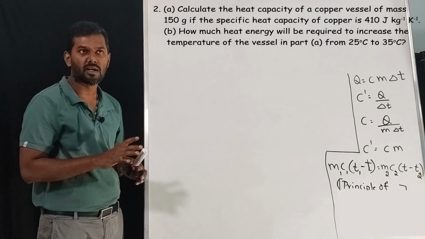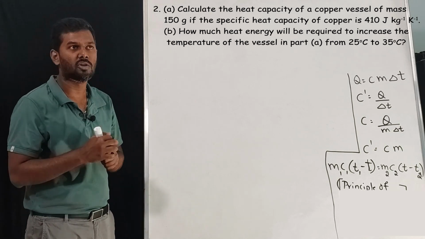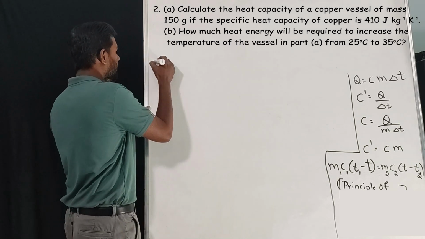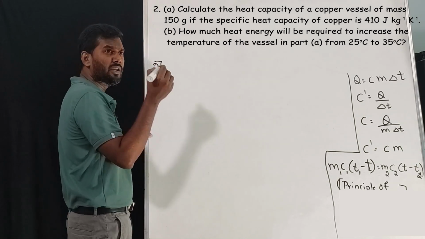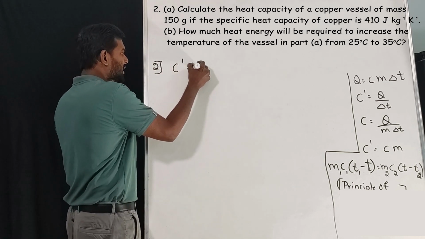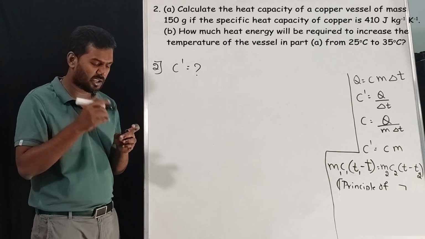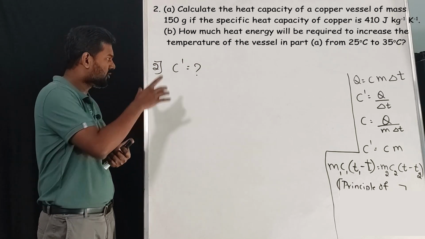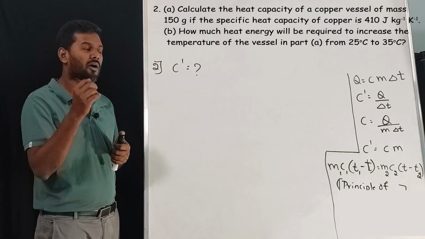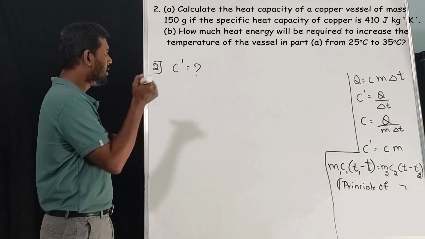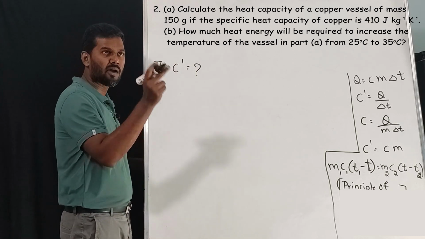First we'll write the given data, then we'll go for the solution. See, we need to find C dash, correct? This is what they are asking. Heat capacity. First, write the given data. See, in all the numericals, if you first write the given data, you will get an idea which formula to use. So write the given data. C dash we have to find.